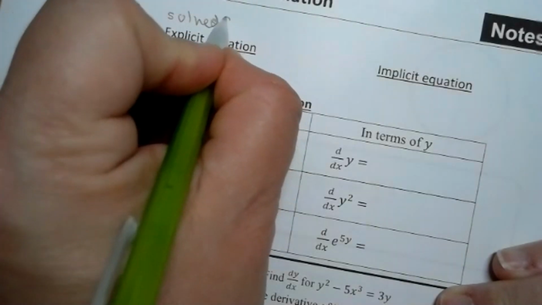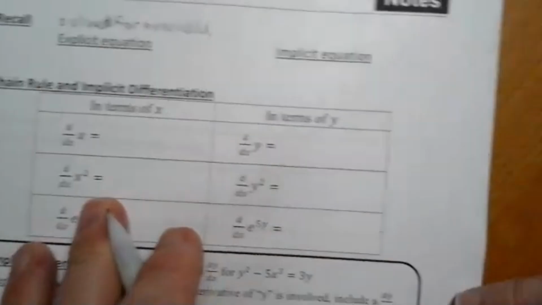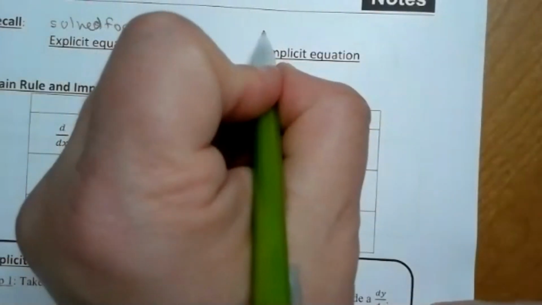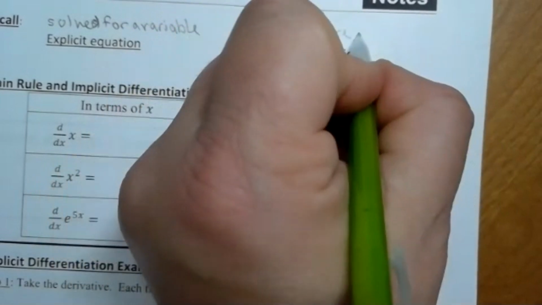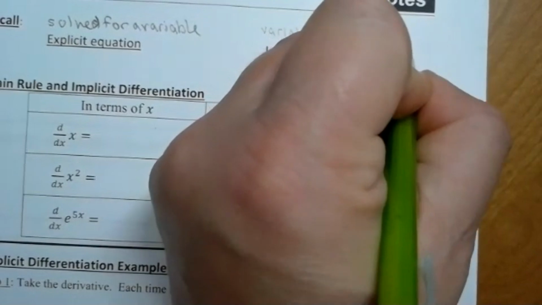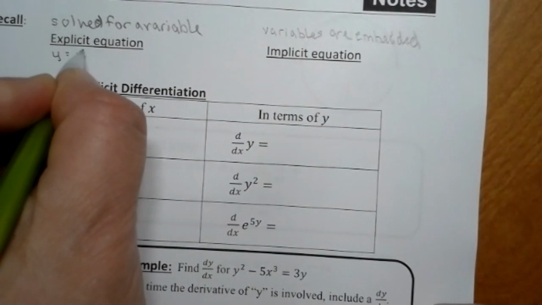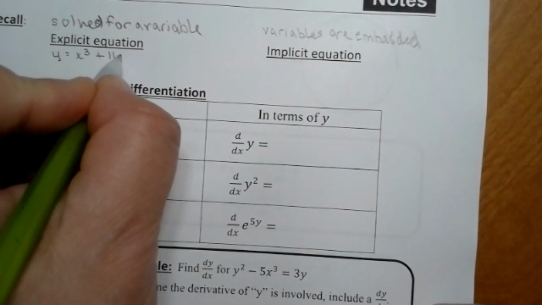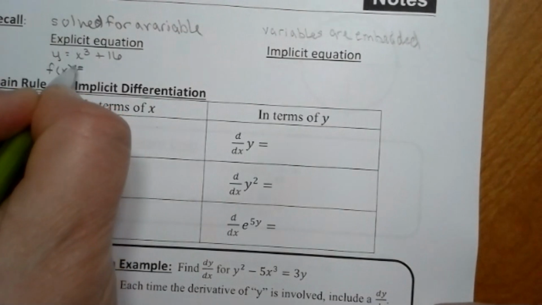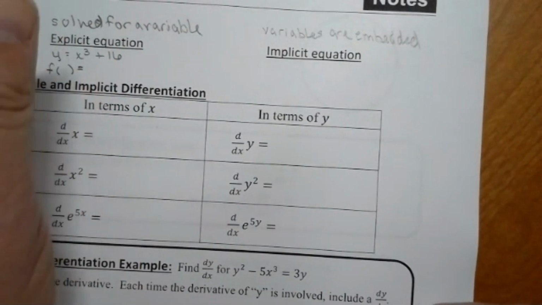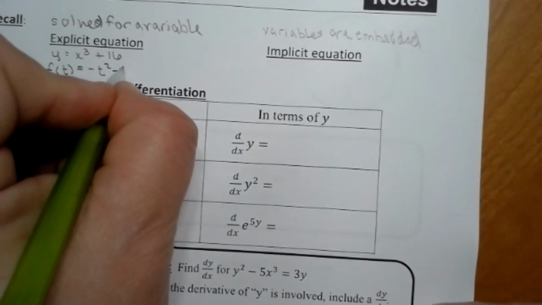An explicit equation is one that is solved for a variable. An implicit equation is where the variables are embedded in the problem. An example of explicit would be y equals x cubed plus 16. And often an explicit equation is a function. For example, f of t equals negative t squared minus 4t.